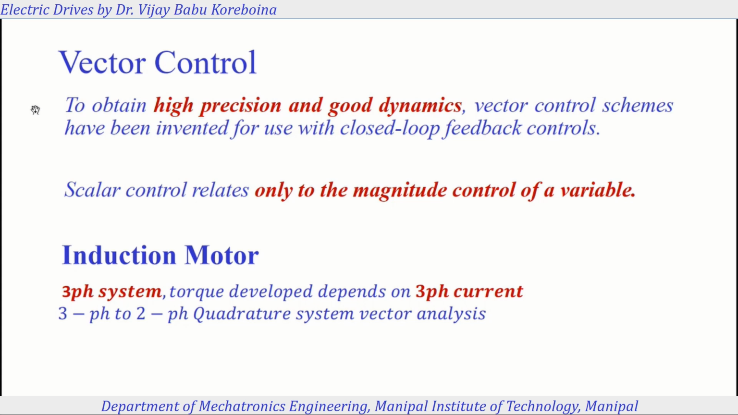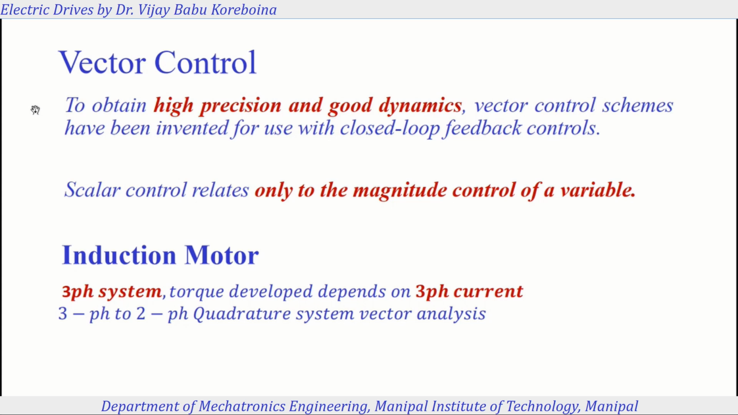Now let us come back to vector control and try to understand what is meant by vector control. Scalar control relates to only magnitude, as I said earlier in the lecture. Vector control relates to magnitude as well as position, as space vectors. We have seen scalar control's drawbacks: it lacks precision, and it has a sluggish response, low dynamics. That's what we have seen.